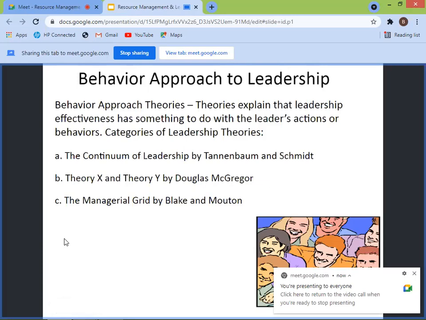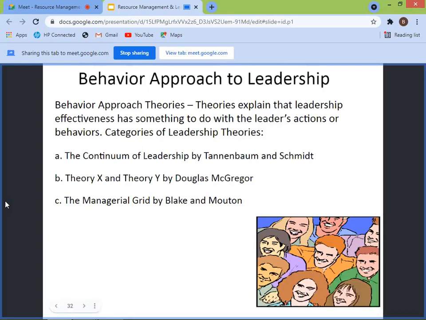Okay, now let's discuss the behavioral approach to leadership. I'm going to present to you three models: the Continuum of Leadership by Tannenbaum and Schmidt, Theory X and Theory Y by Douglas McGregor, and the Managerial Grid by Blake and Mouton. These explain that leadership effectiveness has something to do with the leader's actions or behaviors.